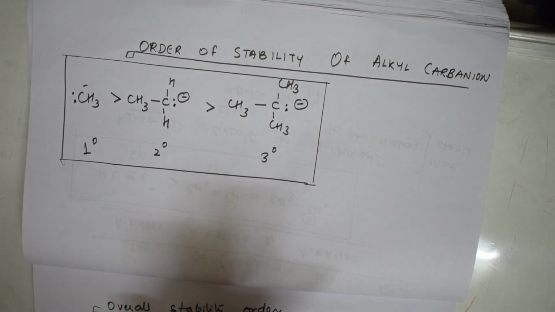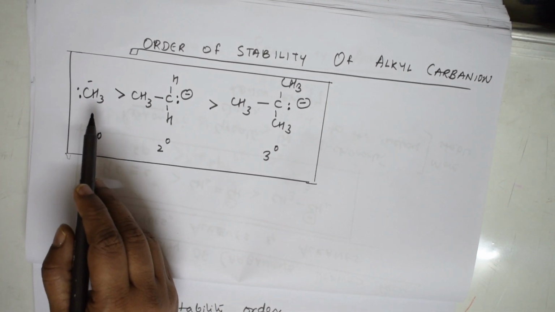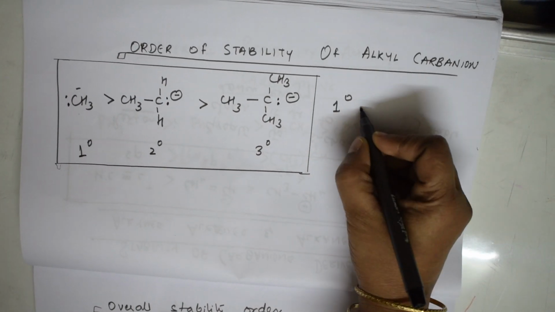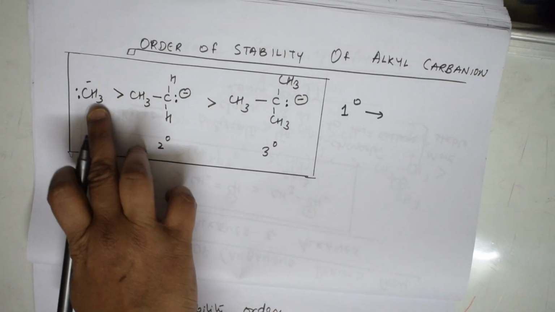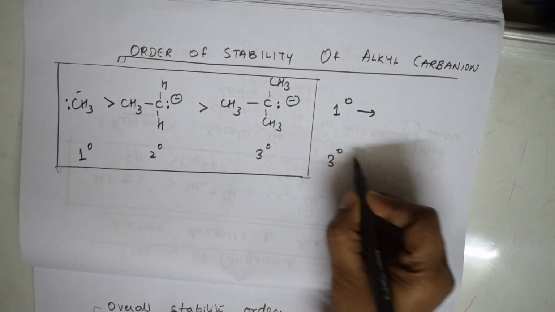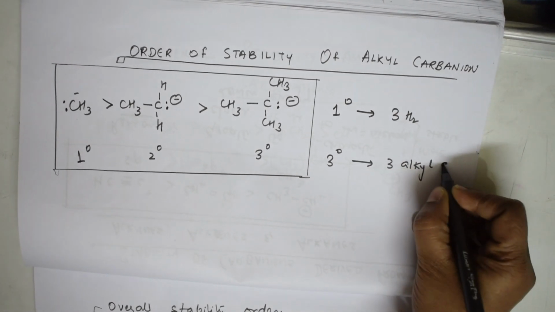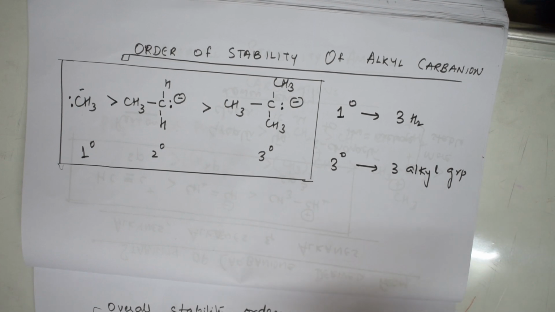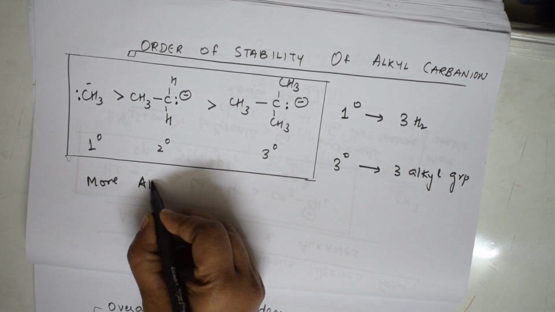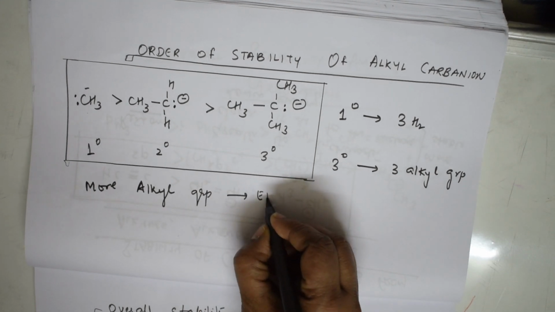Now how did they predict this? How should you remember? Remember, in this first case, when it is your methyl, what is happening? Compare first and second. In methyl carbanion, there are 3 hydrogens, correct? When I take tertiary, there are 3 alkyl groups. So whenever alkyl groups are there, what is the first thing you should remember? When more alkyl groups are there, what will happen? More electron donating nature.